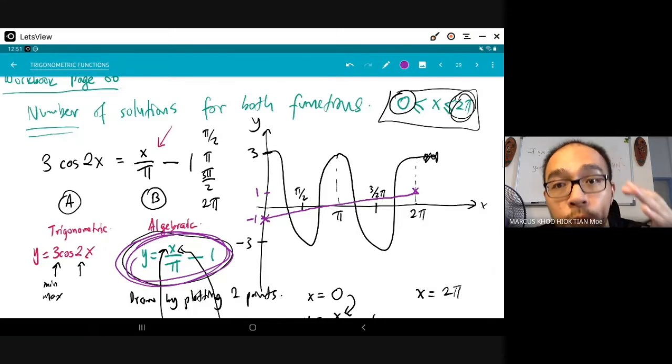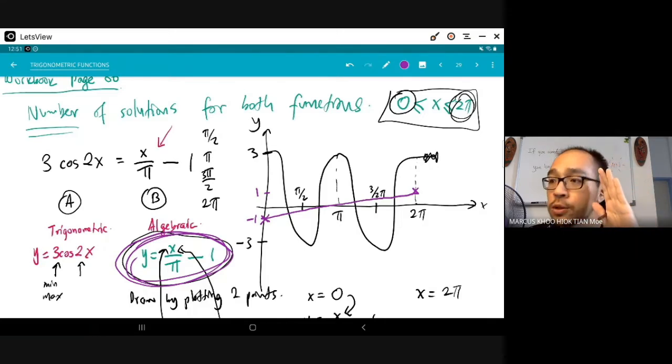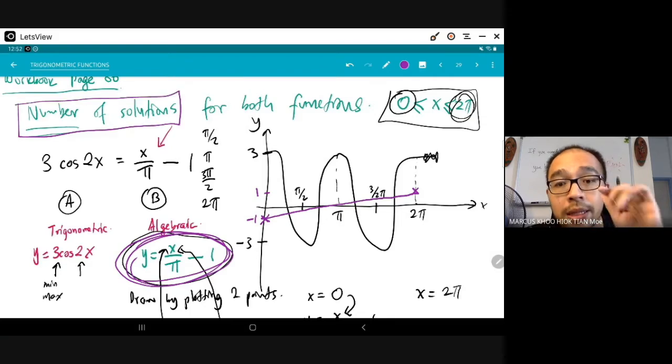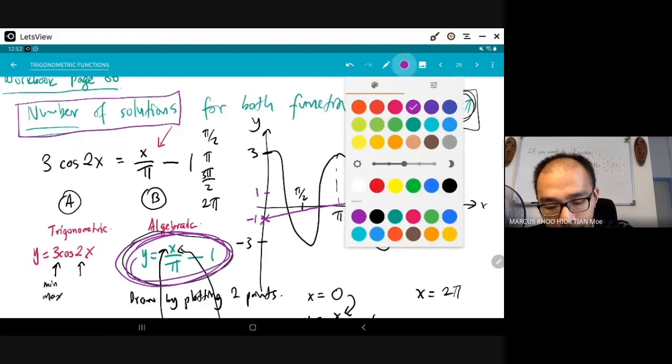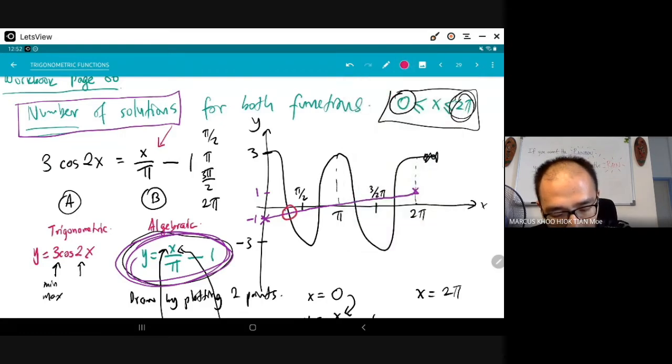Now we come back to the original objective of this question. The question asks to determine the number of solutions. How do we determine the number of solutions? We look for the number of intersections between the two graphs. Over here you have the black graph and the purple graph, and we look at how many intersections there are. Change to pink color. So 1 intersection, 2 intersections, 3 intersections, 4 intersections. It will cross paths 4 times.